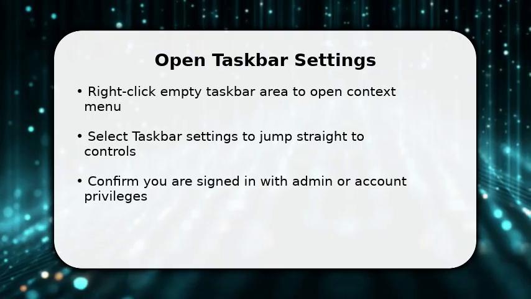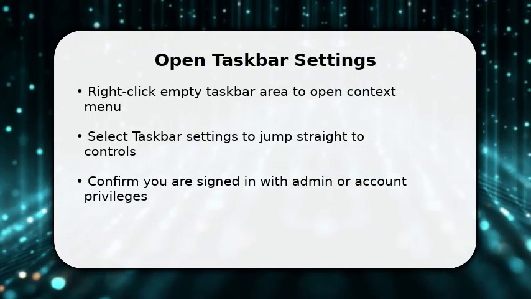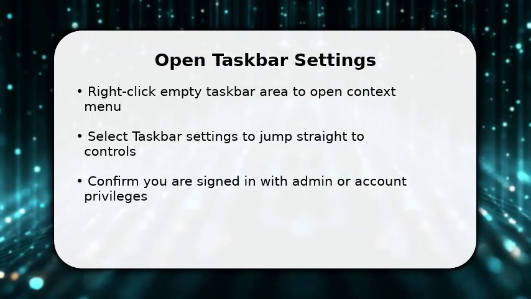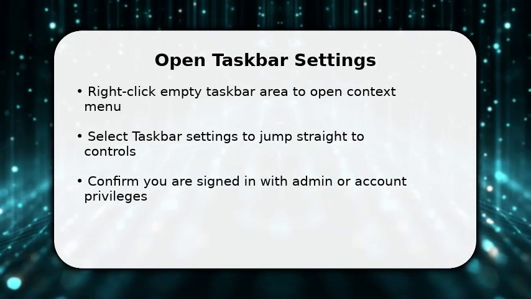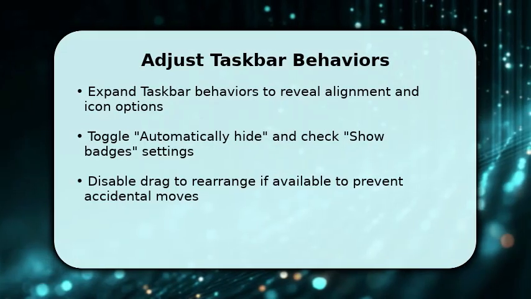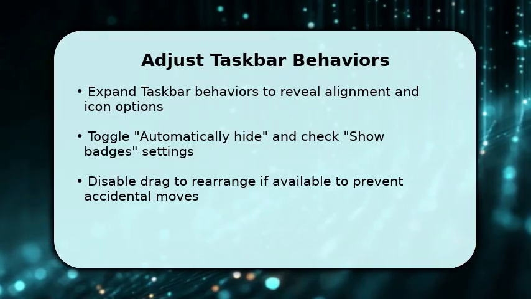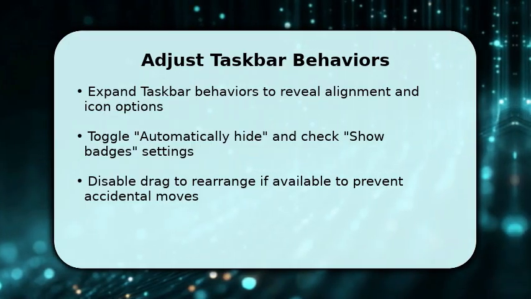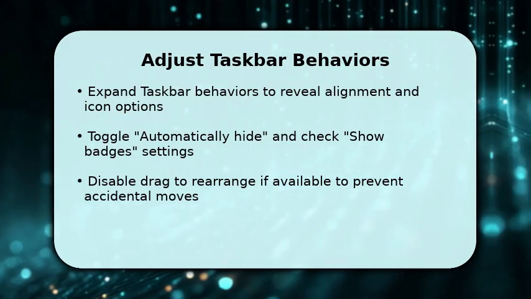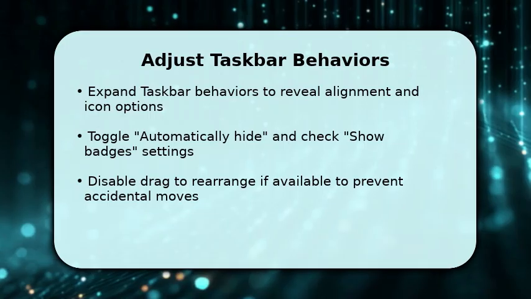Now locate taskbar behaviors in the settings pane. That's where the locking options and alignment controls live. You now expand taskbar behaviors and review the available controls. This is the detailed middle step. Change alignment if needed, and decide whether to enable automatically hide or show badges. Each affects how fixed the bar feels.